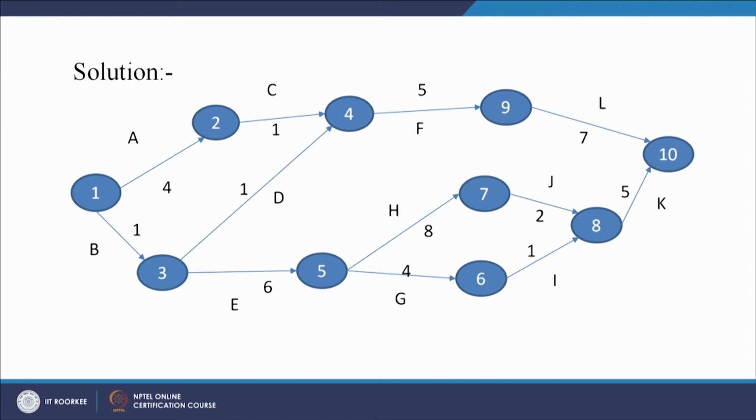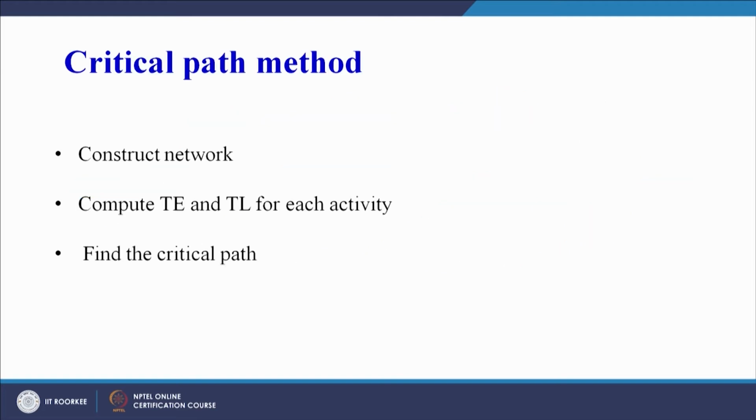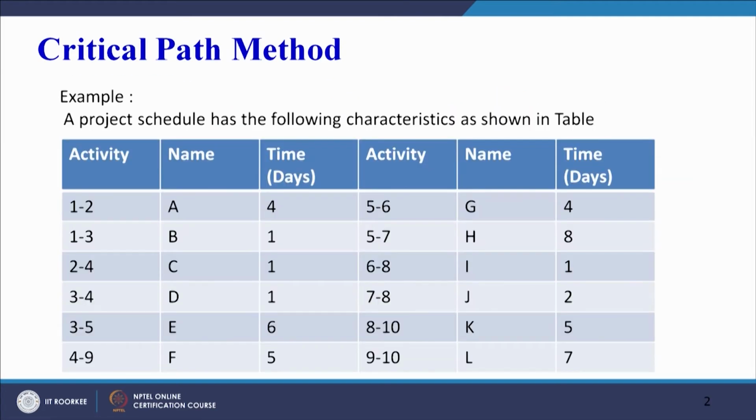Let us check whether our network is correct or not. Here you can see, as per the information available, activities B, C and D are all taking 1 day each.